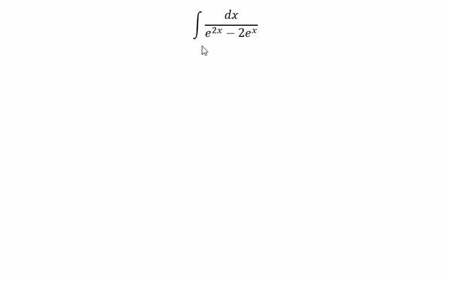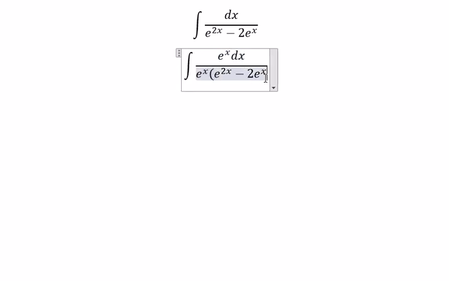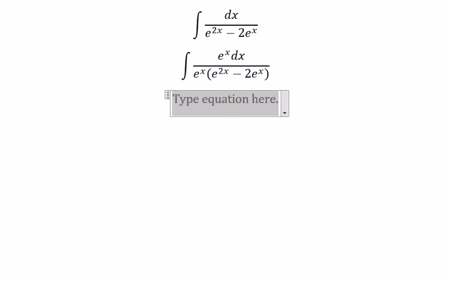We have the integral of dx over e to the power of 2x minus 2 multiplied with e to the power of s. So now I will show you the technique how to answer the question. We need to multiply with e to the power of s in here. Next, we need to use integration by substitution.